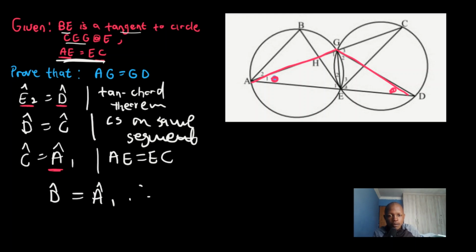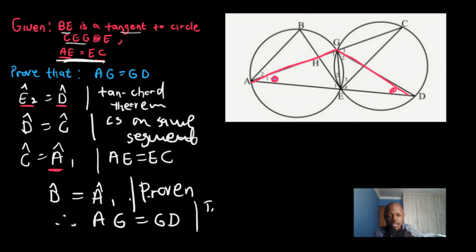Therefore, you can state proven, and then you also continue and say, therefore, AG is equal to GD. You state the reason. Reason is isosceles triangle, right? So you're done solving this problem.